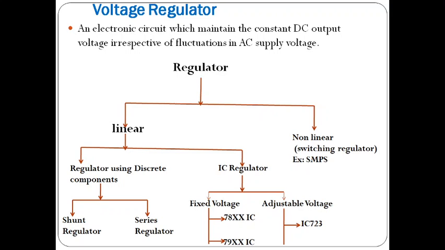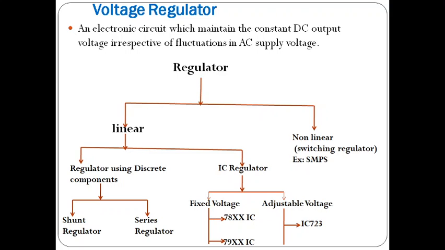That XX indicates the output DC voltage of that IC regulator, and 79 indicates the negative voltage regulator. The 7905 indicates the output voltage of this IC is negative 5 volts. Clear? This 78 indicates positive voltage regulation and 79 indicates negative voltage regulation. Fixed voltage regulation means that the IC provides only that particular output voltage.